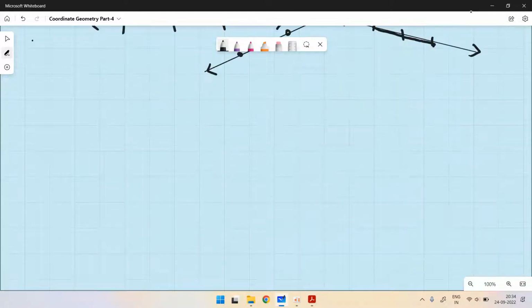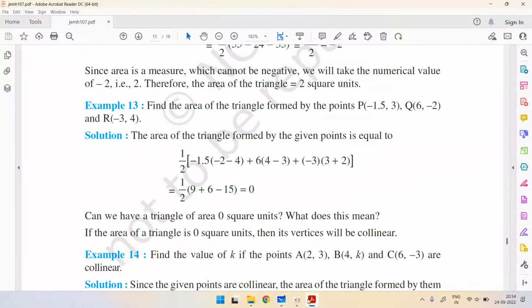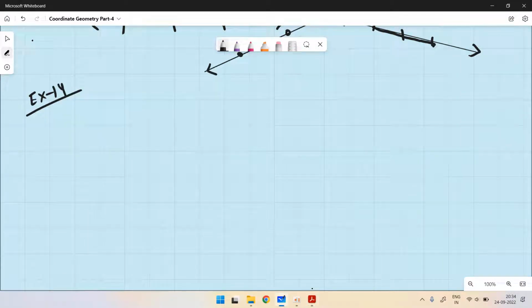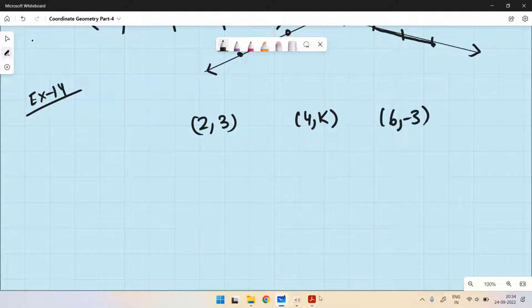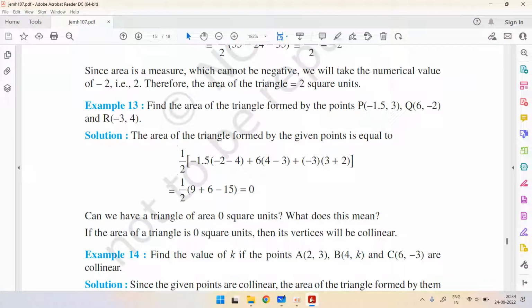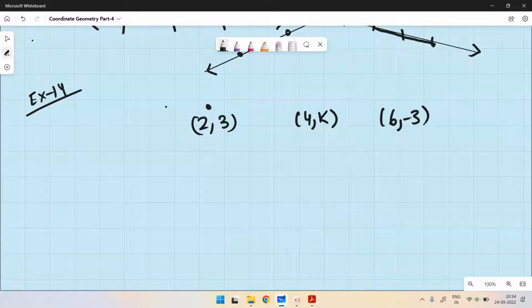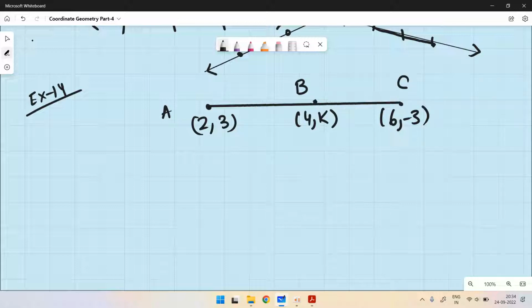Example number 14. The points are P (2, 3), Q (4, k) and R (6, -3). Find the value of k. So these are points A, B, C. This is my A, this is my B, and this is my C, and I need to make them collinear.